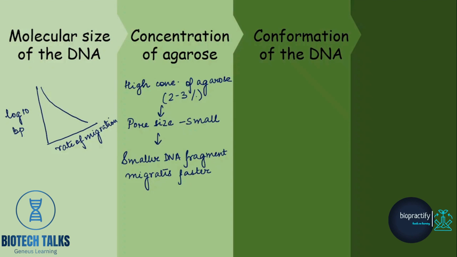Third is the conformation of the DNA. Now, DNA can exist in three forms. One is the supercoiled form, which is something like this. It is very compact and supercoiled. Second form is the nicked circular form. So it is circular, but there is a nick somewhere over here. Or linear DNA.